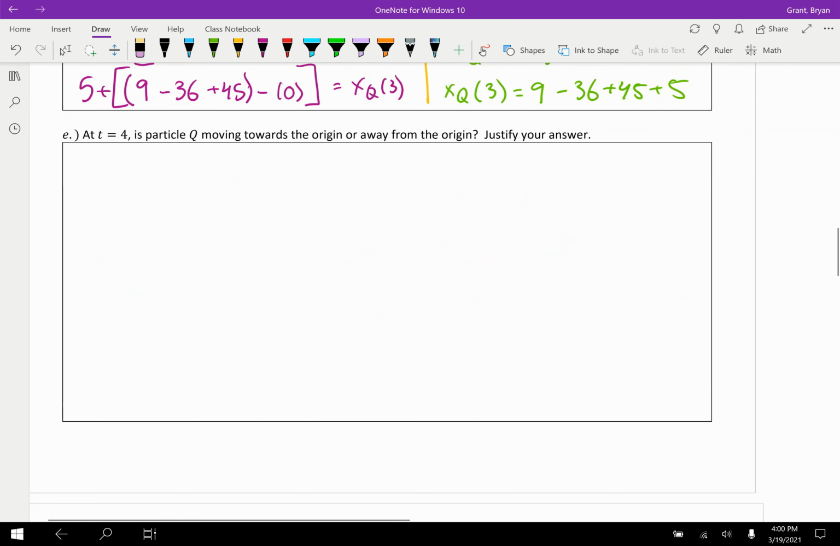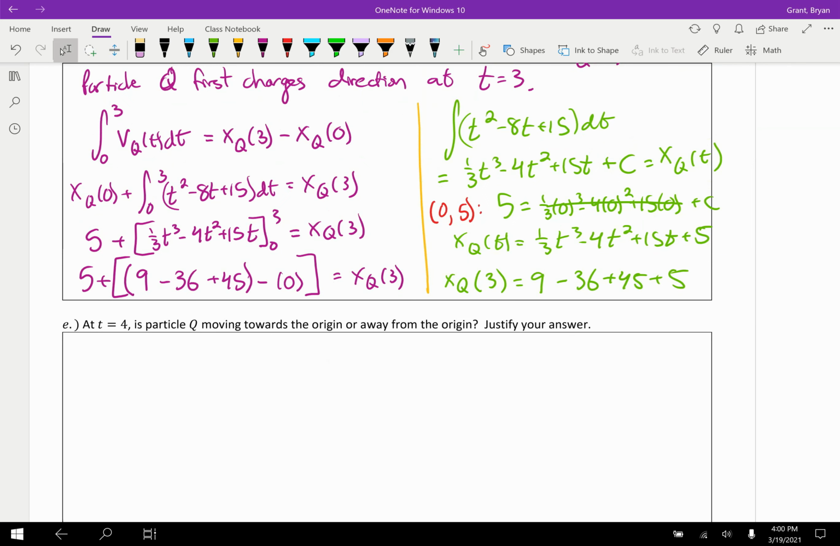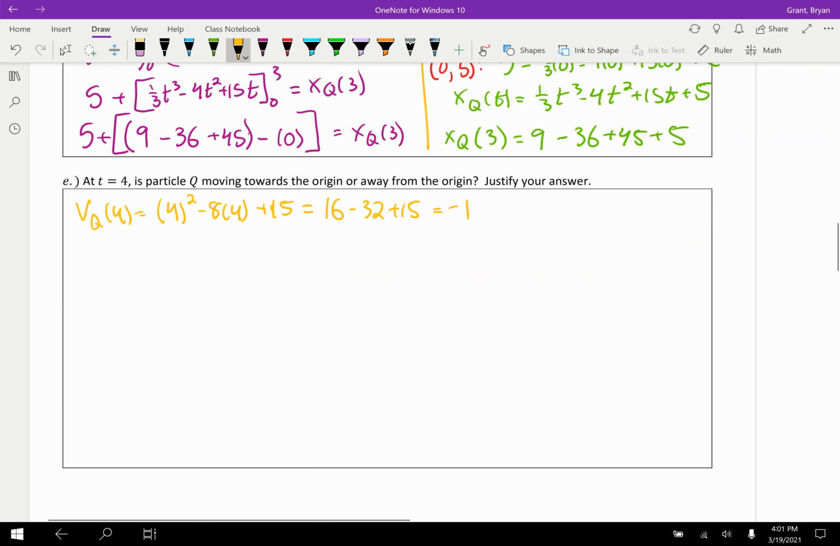All right, last part. At a time of 4, is the particle Q moving towards the origin or away from the origin? Justify that answer. Okay, well, I think there's a few things we need to know here. Let's at least figure out which way the particle is moving. So at a time of 4, let's figure out the velocity. So let's find v sub q of 4. That's going to be 4 squared minus 8 times 4 plus 15. Get 16 minus 32 plus 15. 15 and 16 is 31. 31 minus 32 is negative 1. So what does that tell us? It tells us at a time of 4, the particle is moving to the left.